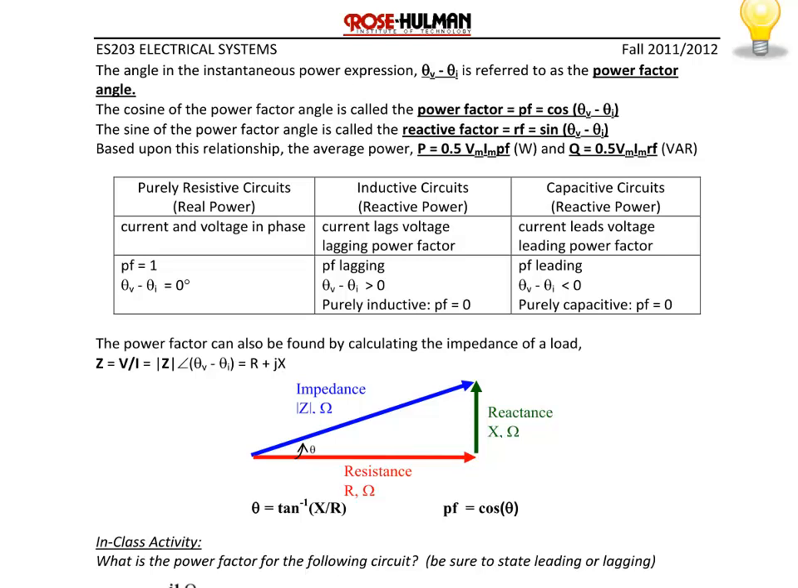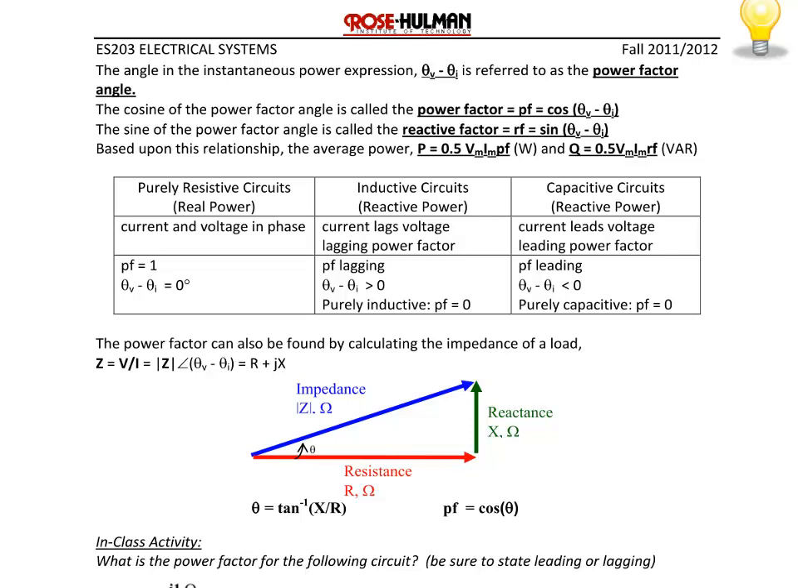Note that the angle theta V minus theta I comes up frequently in our power calculations. This angle is referred to as the power factor angle. The cosine of the power factor angle is called the power factor, and it basically describes how efficiently a source delivers power to a load. So the power factor is equal to the cosine of theta V minus theta I. The sine of the power factor angle is called the reactive factor, RF, and it's the sine of theta V minus theta I. We very rarely use the reactive factor in class, but we use the power factor often.